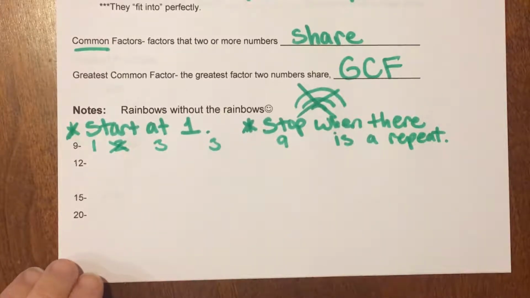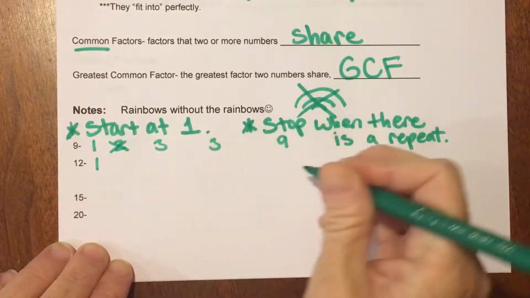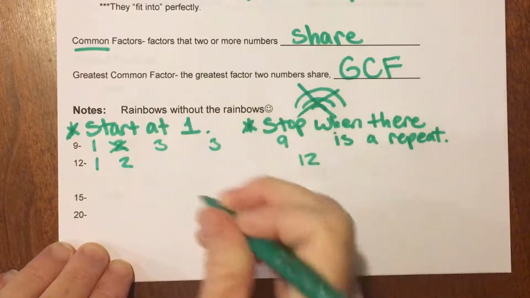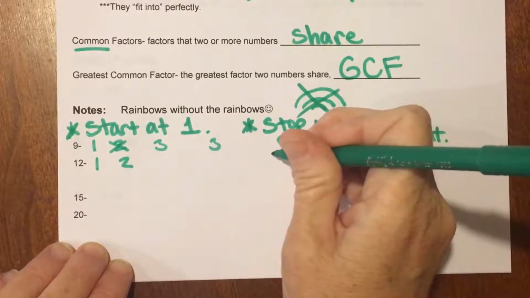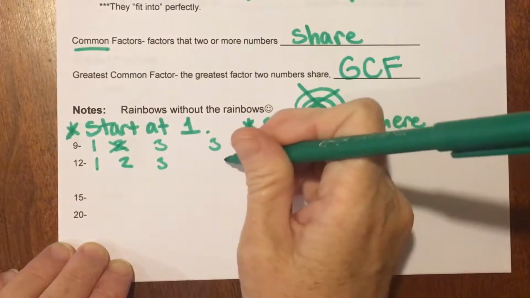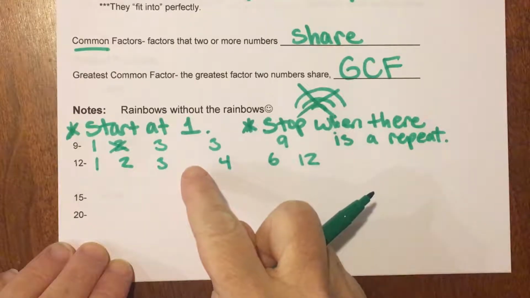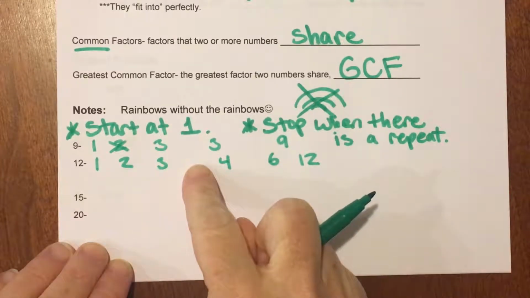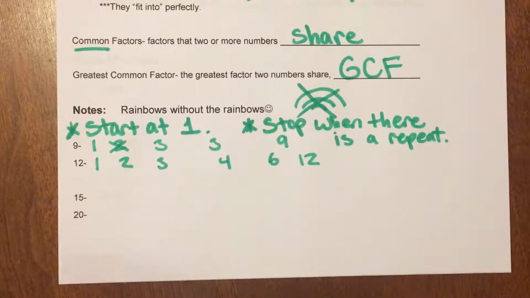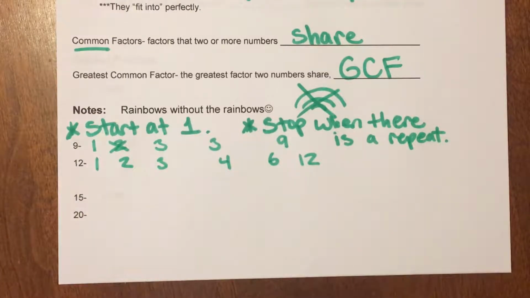Okay, for 12, I'm going to do the same thing. I'm going to start at 1. 1 times what is 12? 1 times 12 is 12. 2 times what is 12? 2 times 6 is 12. 3 times 4 is 12. And then I'm going to stop because after 3 I would try 4, but 4 would be a repeat. So I'm done. So I've listed all the factors of 9, all the factors of 12.